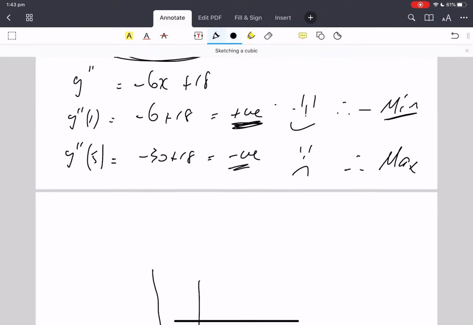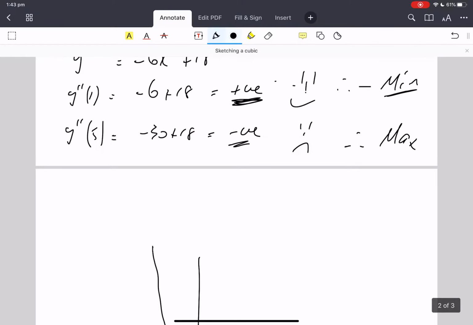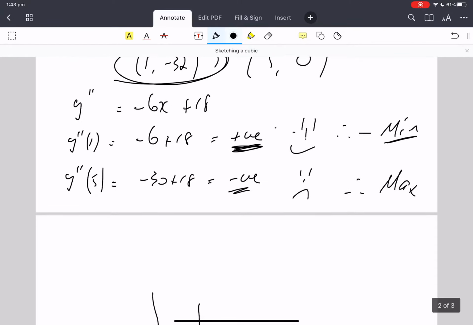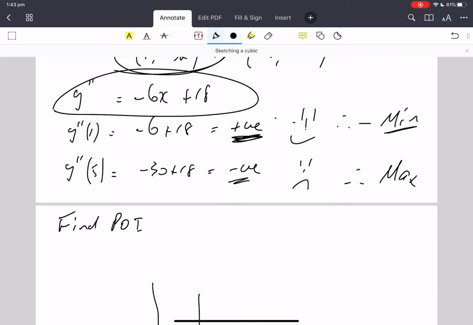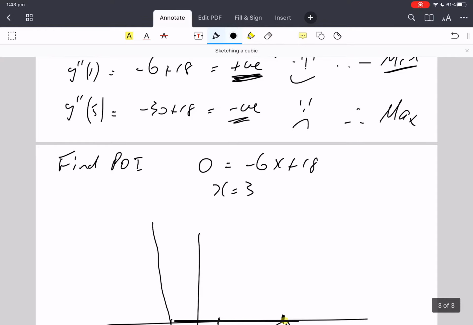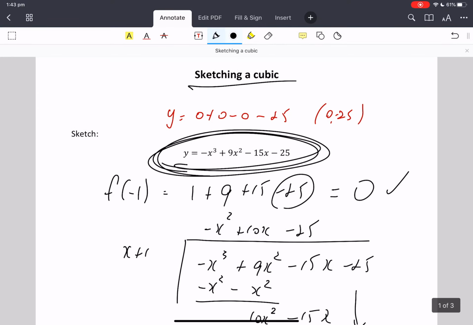Okay. What else? I haven't left myself any room here, but we've got to find where y double dash is 0. So we're going to find our point of inflection. So set our second derivative equal to 0, and x will be 3. So let's put 3 into this function here.